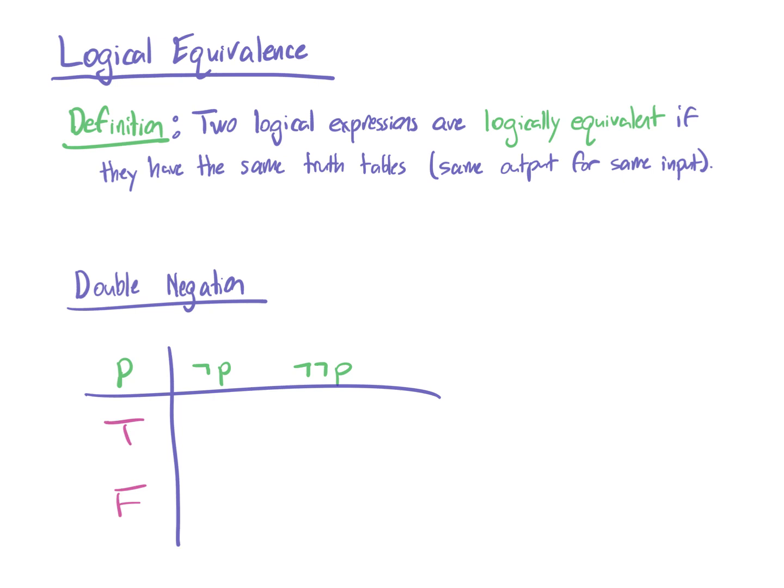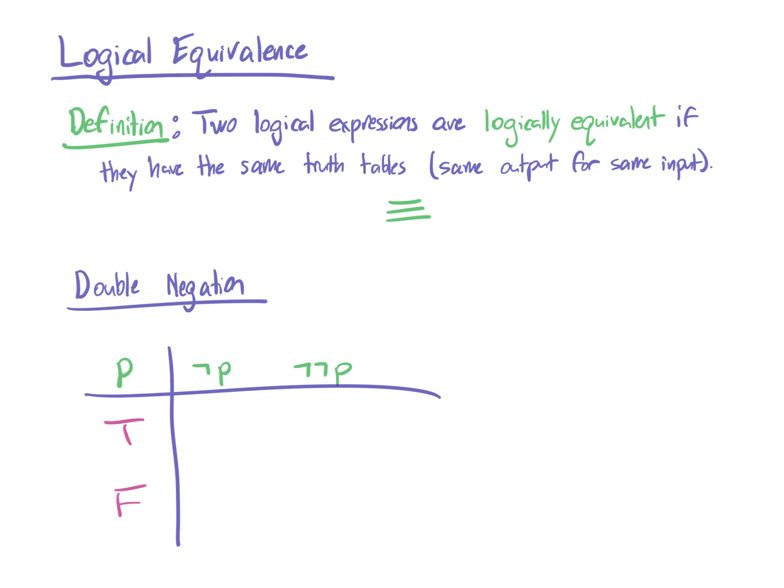Logical equivalences describe when we can replace one logical expression with another. The formal definition says that two logical expressions are logically equivalent if they have the same truth tables, the same output for the same input, and we use this kind of triple barred equality sign to denote logical equivalence.